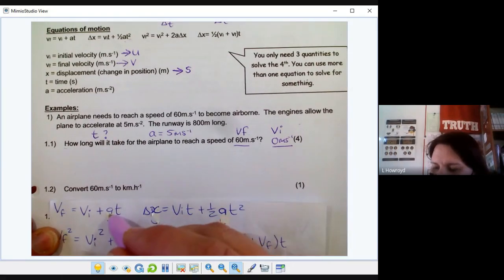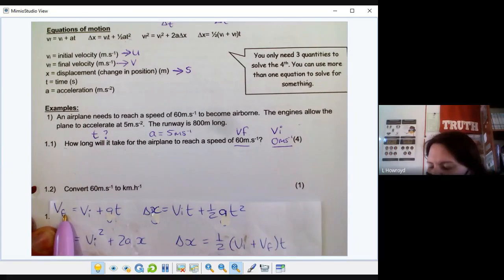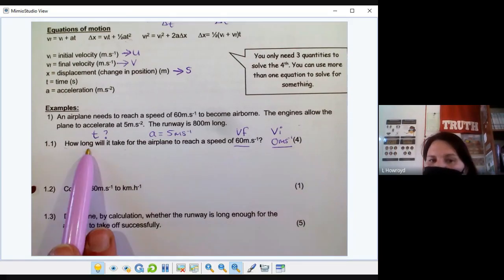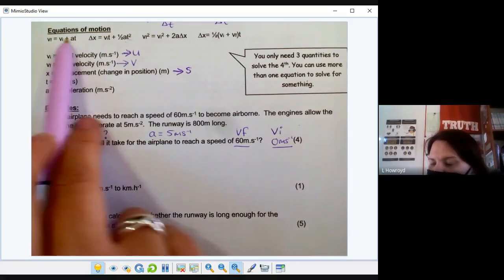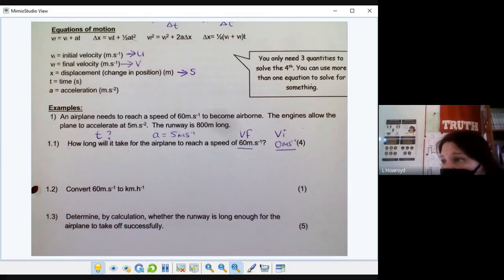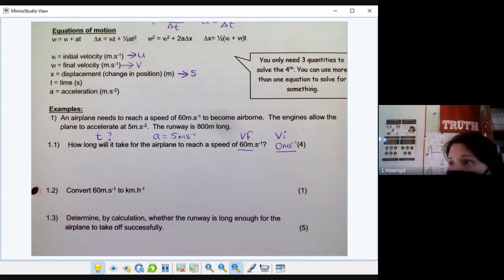Okay, so here we can see I have a VF, I have a VI, I have an A, and I have a T. Those are the 4 there. So when you've identified the 4 quantities, you then can identify the correct equation that you need. It has to just have the 4 of them. If you find you can't find one with all 4 in it, you might have to use another one first to work out something that will help you work out the thing you want to work out. So you might have to use 2 equations.